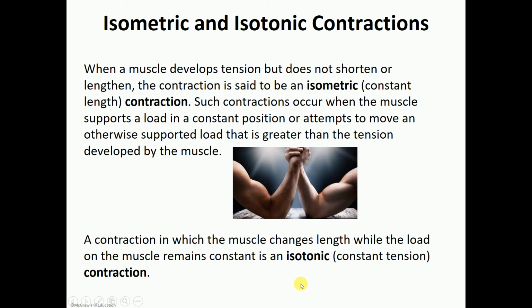Isotonic contraction, on the other hand, would be where there's a constant tone of the muscle. So the muscle is contracting. Let's say you are trying to flex the elbow. So the tone is the same. Nothing is going to change in the tone, but the muscle is shortening in length.